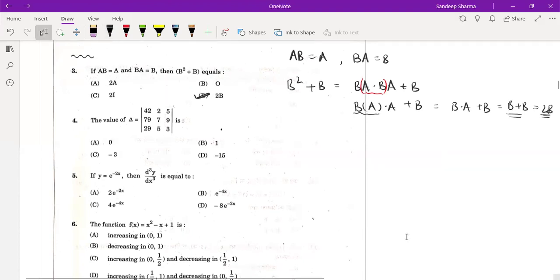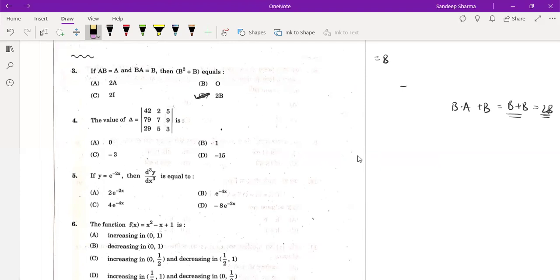Okay. Question number 4. We need to find the determinant of it. So a determinant you can either find by row or column operation, or you can find it directly. You can multiply the numbers also, there is no issue in that. But if you use row or column operation, it will be simple. Let us try. 42, 2, 5; 79, 7, 9; 29, 5, 3. Okay.